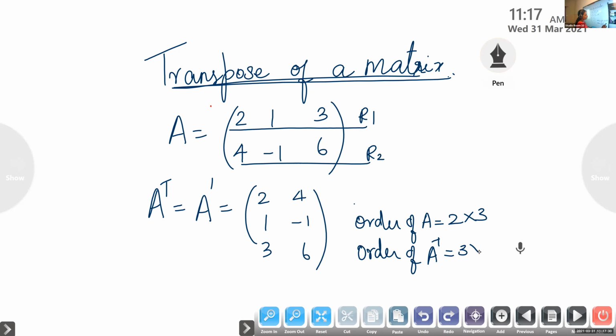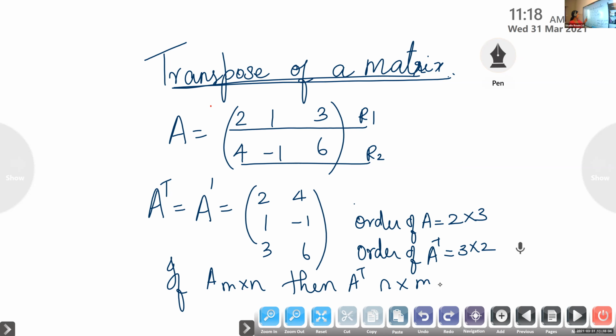It is 3 by 2, isn't it? So in general, if A is an M by N matrix, then A transpose will be an N by M matrix. The transpose of a matrix is got by interchanging the rows and columns. When you interchange the rows and columns, you will get A transpose.